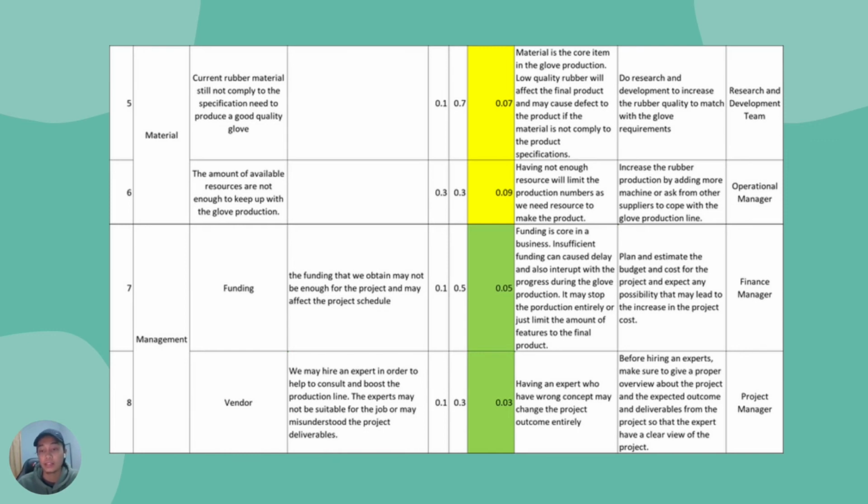And then next is vendor. We rate this as 0.03. So this is having an expert who has the wrong concept may change the project outcome entirely. Therefore, how to overcome this is the project manager. Before hiring an expert, make sure to give a proper overview about the project and expected outcome so that the expert has a clear view of the project.